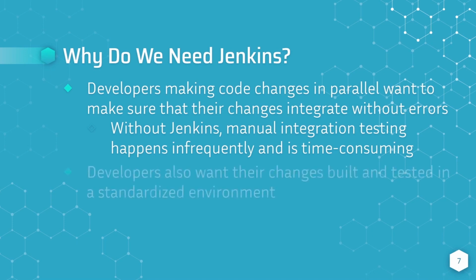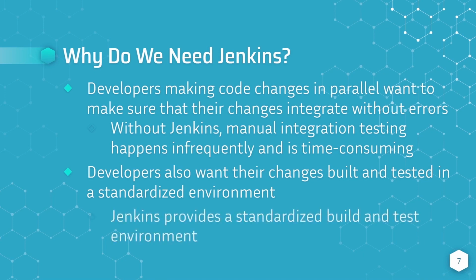The second objective is that developers also want to make sure that their changes are built and tested in a standardized environment. When a developer is testing a new feature locally on their machine, the configuration might not match the configuration of another developer's machine. For instance, the developers' machines might not have the same version of the software framework that they're using to develop their product. And because of this, the new feature might work on one developer's machine, but not a different machine. Jenkins provides software teams a standard environment, allowing them to avoid this issue.